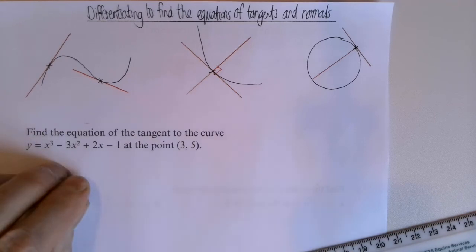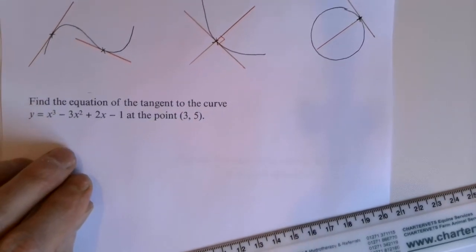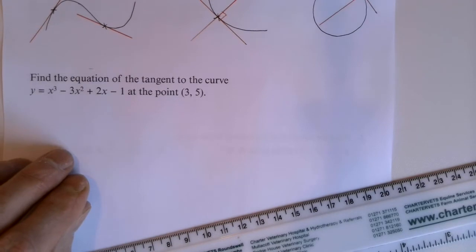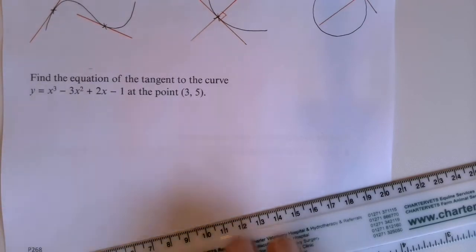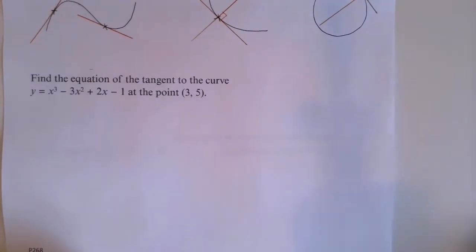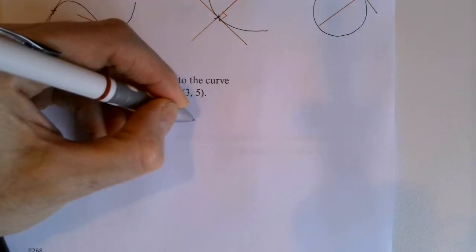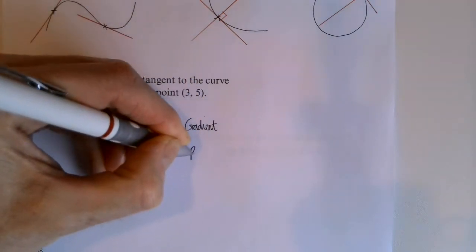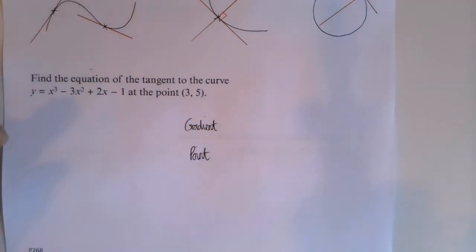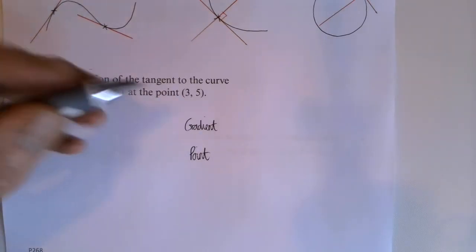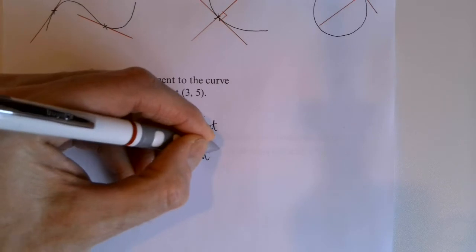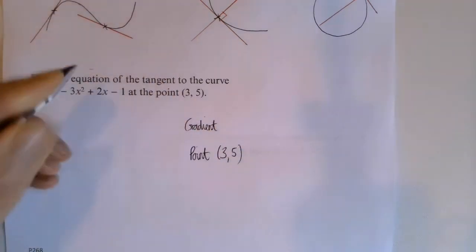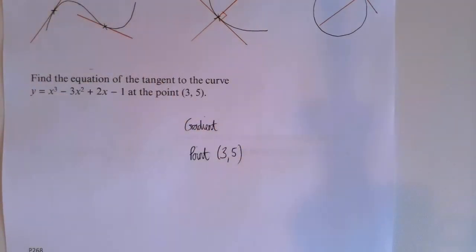And we've worked out the equation of straight lines lots and lots and lots already this year. And we know that to work out the equation of any straight line, I need two bits of information. I need to know the gradient and I need to know a point. And then I go through my three-step process. So in this question here, I've got a point, 3, 5. That point lies on a curve. I want to know the equation of the tangent to the curve at that point.